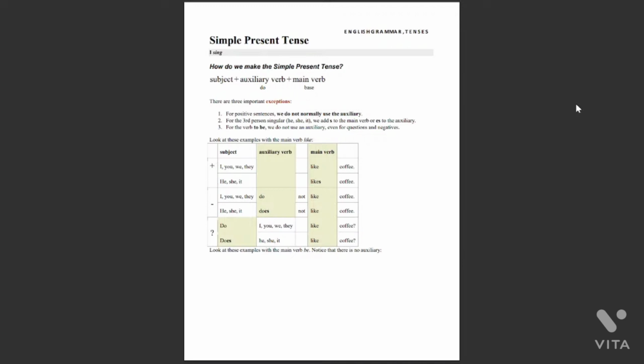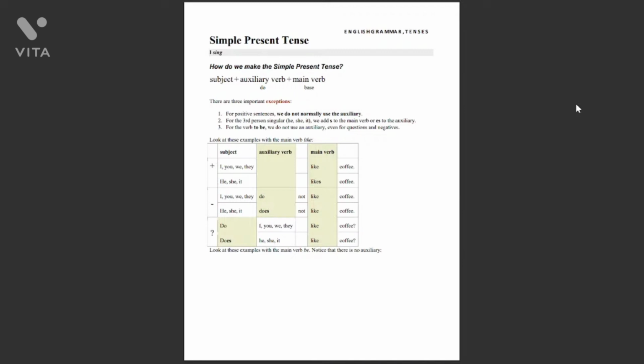Just as we have math equations, in the same way for the simple present tense, and for all the tenses, we have a simple logical method. If you carefully observe this equation, you will definitely get the simple present tense. So how do we make the simple present tense?